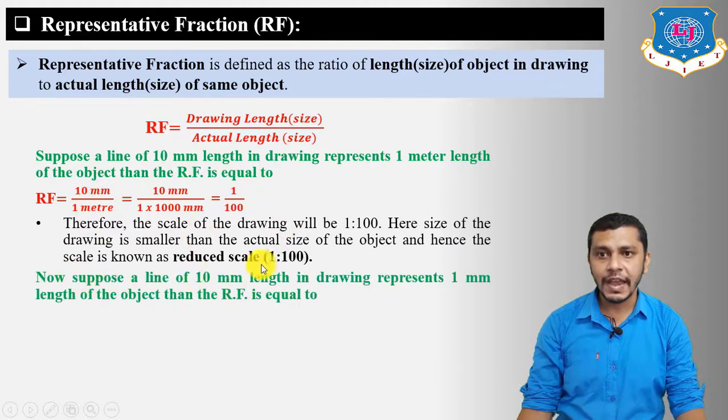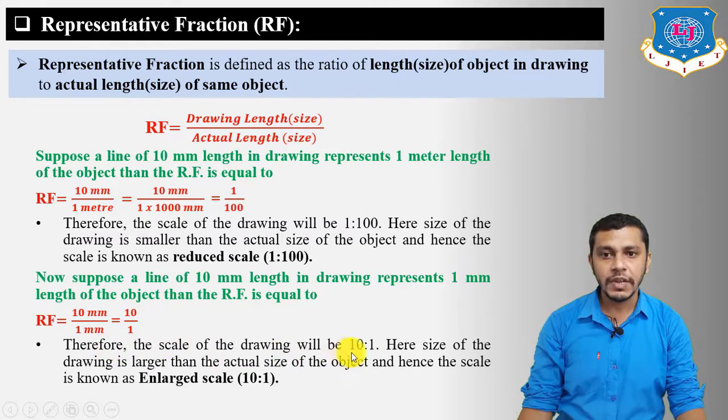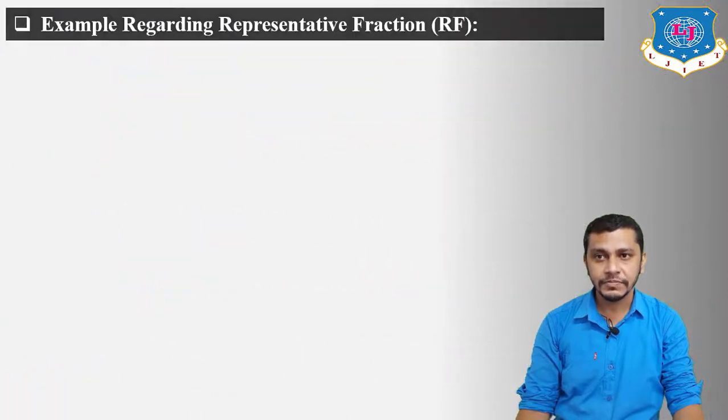Now suppose a line of 10 mm length in the drawing represents 1 mm length of the object. Then again RF is equal to drawing length upon actual length. Here the drawing length is 10 mm and the actual length is 1 mm. So 1 mm is represented by 10 mm. So 10 mm, our drawing length, upon 1 mm. So the scale is 10:1. Here the size of the drawing is larger than the actual size of the object and hence the scale is known as the enlarged scale. Now let us see one more example of representative fraction.